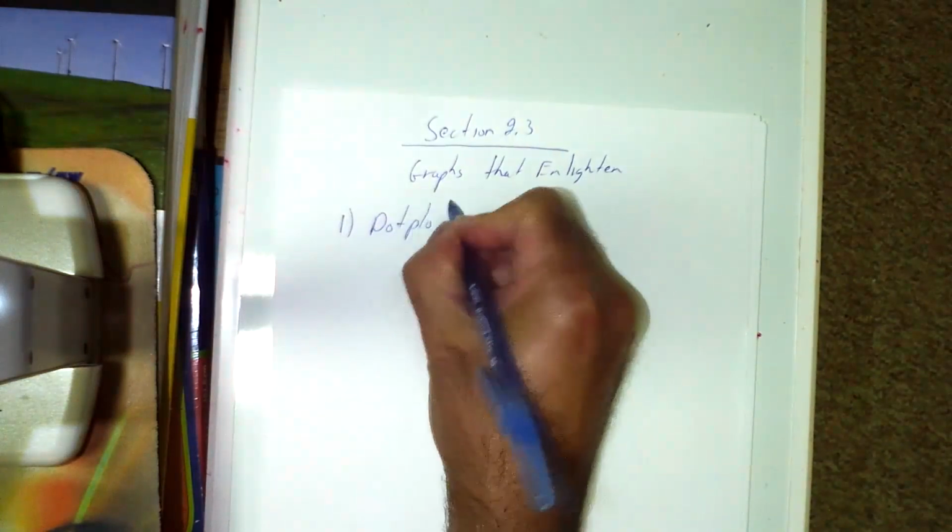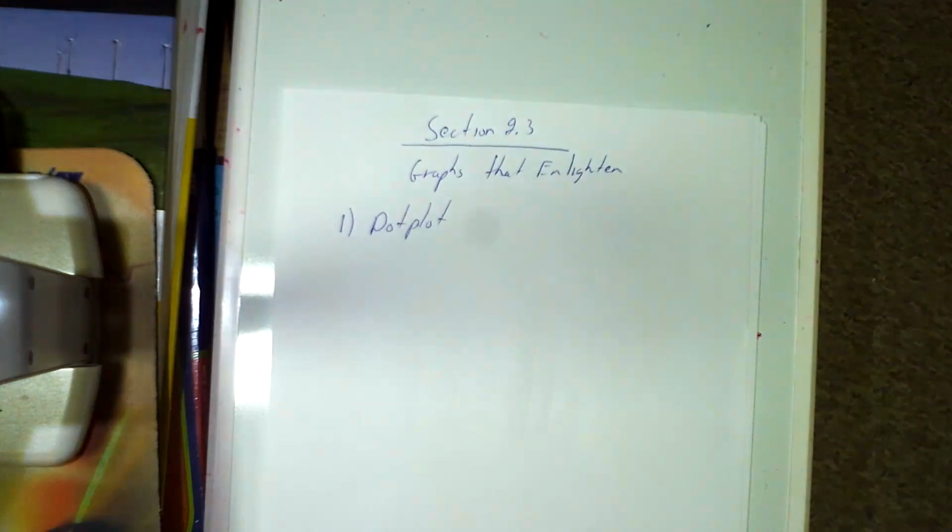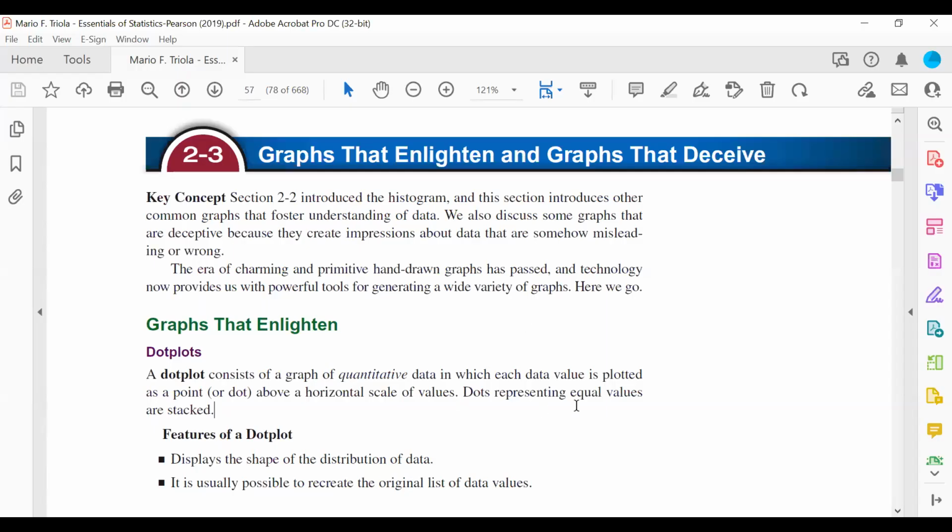Dot plot. So the definition of dot plot, let me share that with you, is a dot plot consists of a graph of quantitative data in which each data value is plotted as a point, or they use a dot that's plotted on the horizontal scale of values. So each of those dots represent equal values that are then stacked. So that's the definition of a dot plot. Let me highlight it. There we go.